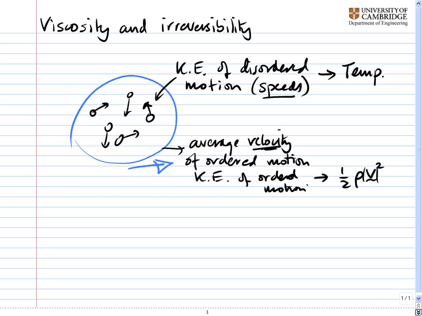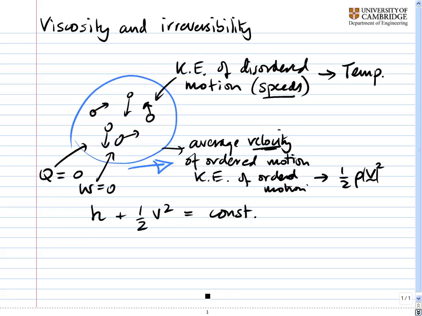Now in thermodynamics you come across the steady flow energy equation, which says that if you have no heat flow and no work being done on this gas, then the enthalpy plus a half v squared is equal to a constant. Let's imagine we're looking, for the sake of this argument, at something with constant specific heat capacity. The enthalpy can be written as Cp T, plus a half v squared, for the velocity of the ordered motion, is equal to a constant.